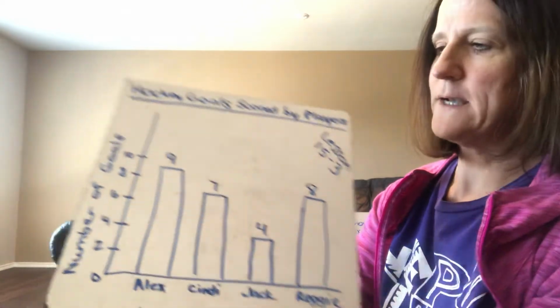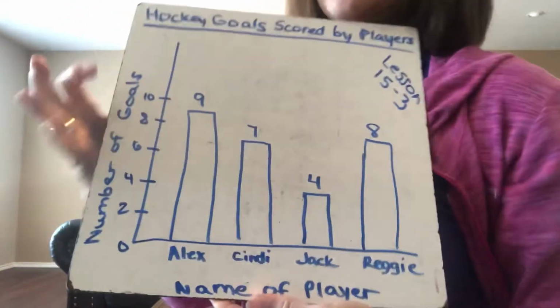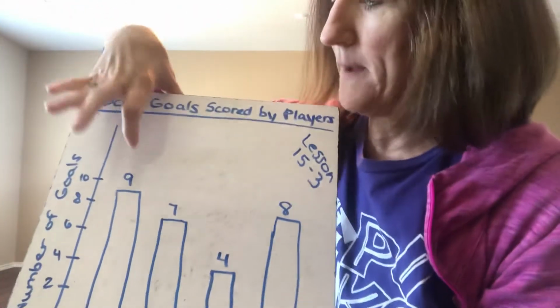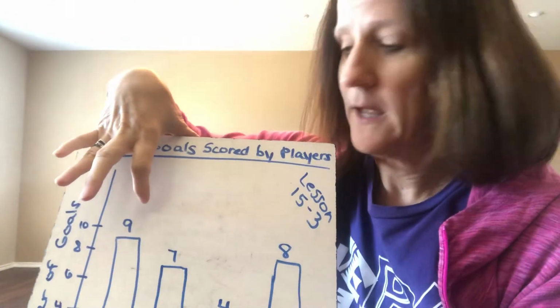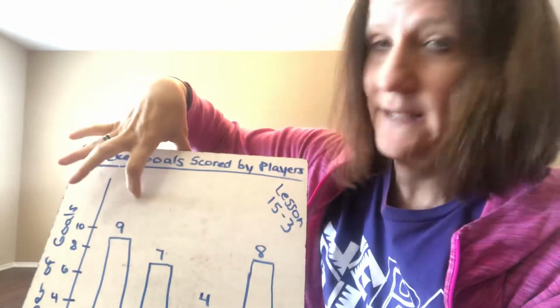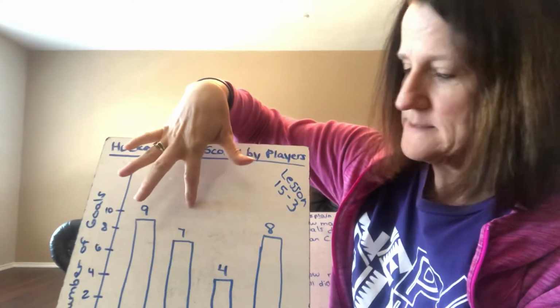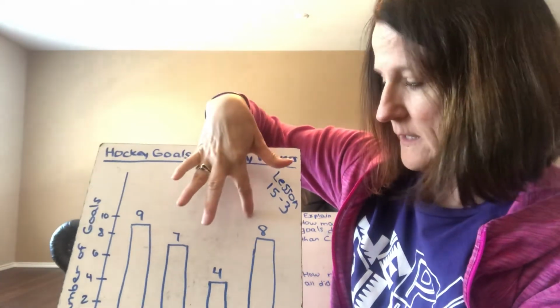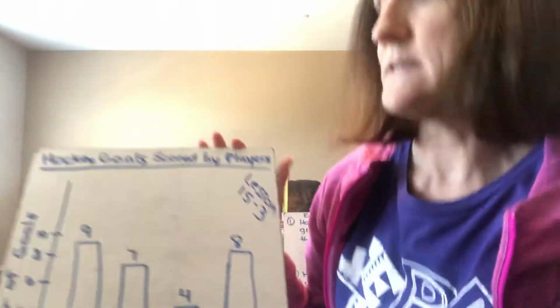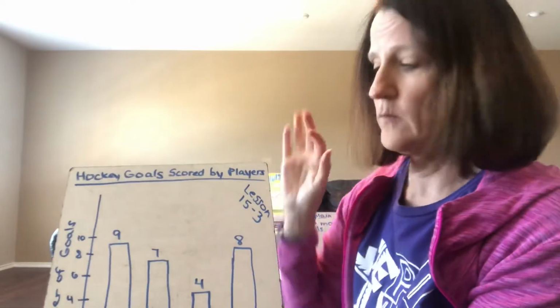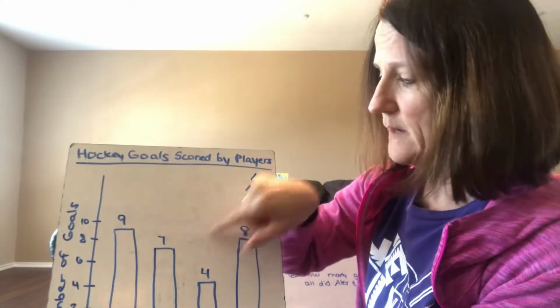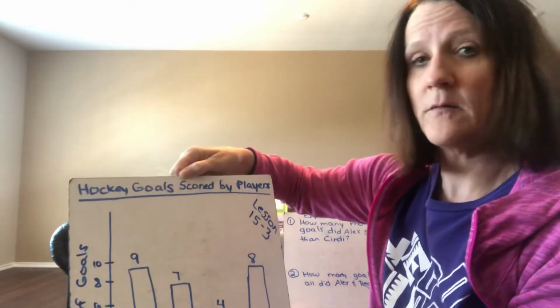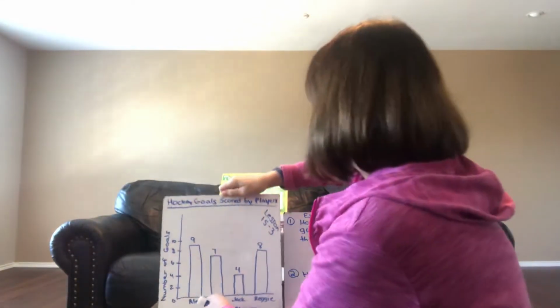And notice what I did. To make it easier, I wrote the number on top of the bar. And so Alex had 9, Cindy had 7, Jack had 4, and Reggie had 8. And so whenever you have a bar graph, or any type of graph, put the number above, because then it'll make it easier when you answer the questions.